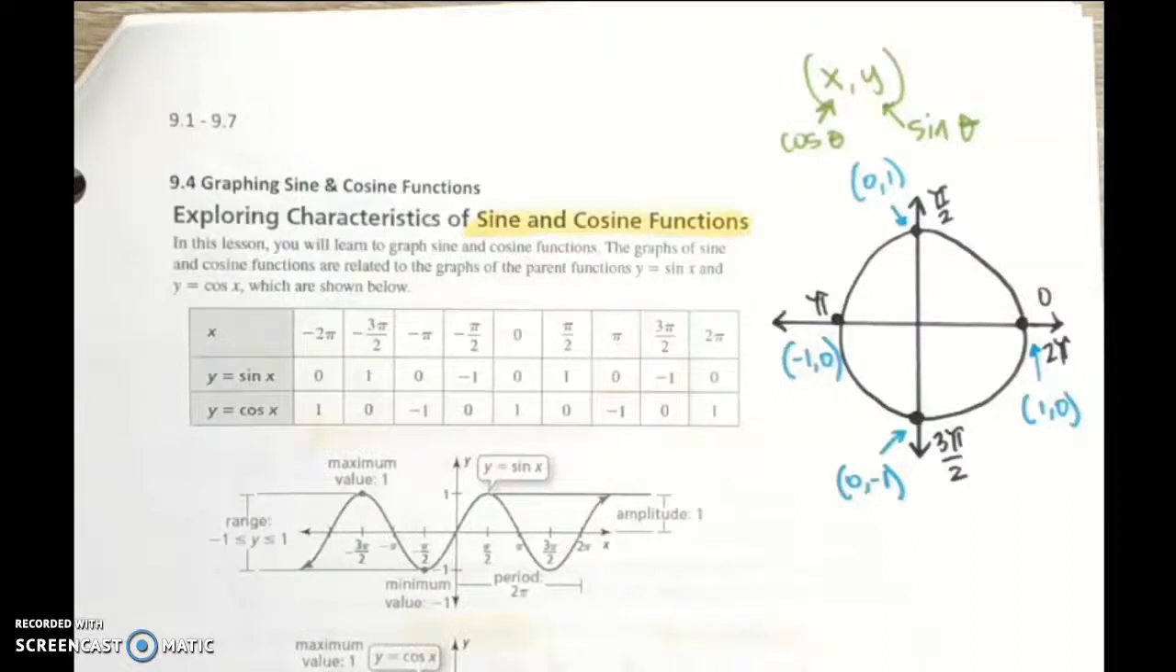9.4, graphing sine and cosine functions. We're going to explore characteristics of sine and cosine functions. We're going to graph sine and cosine functions.